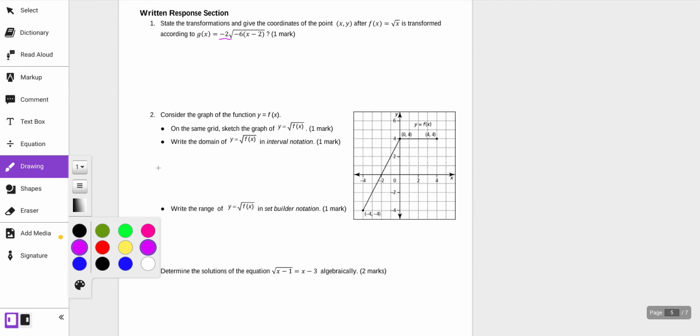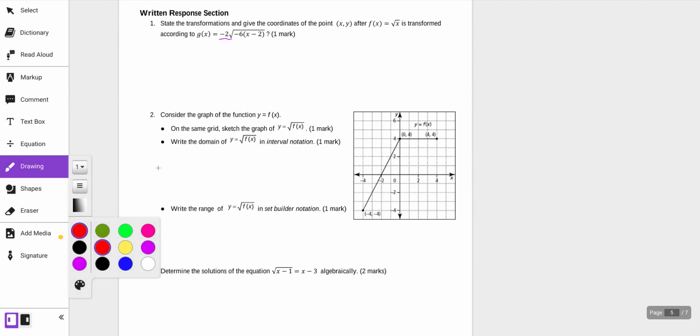So again, I'm saying what it is. It's a vertical stretch. I'm saying it's by a factor of 2. That's what I'm multiplying by. Factor means multiply. And it's about the x-axis, meaning I'm stretching away from the x-axis.